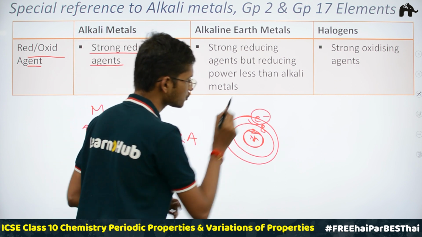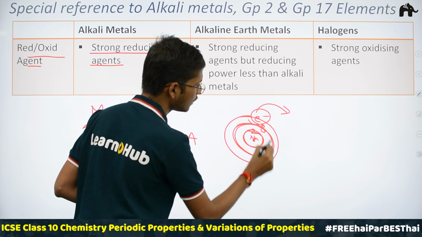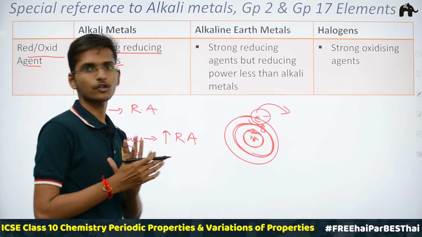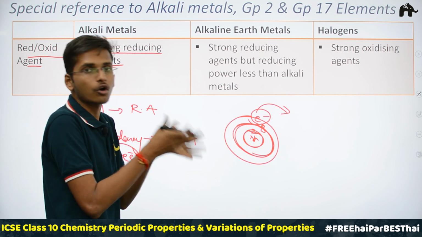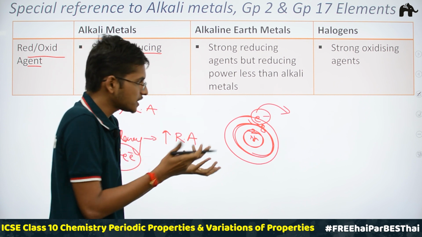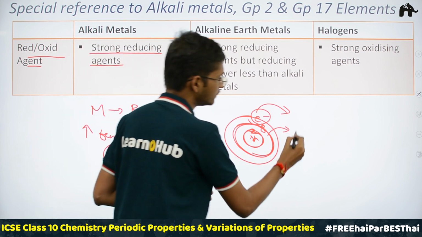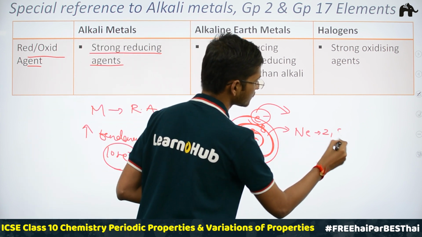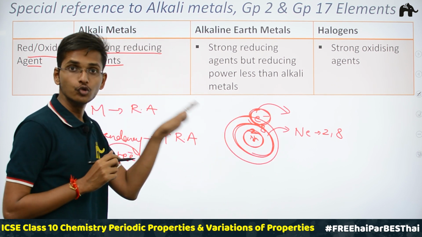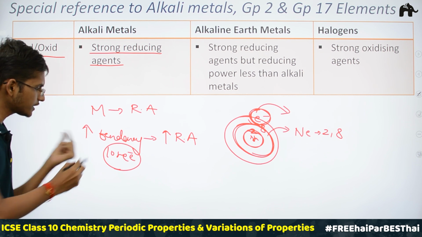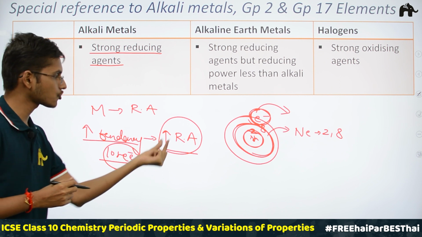Sodium has a strong tendency to lose this electron because after losing it, its outermost shell will have 8 electrons. This means its outermost shell has attained the octet, and it becomes stable. See, 2, 8, so it is attaining the configuration of neon, which also has configuration 2, 8. That's why it has a very strong tendency to lose this electron, and therefore alkali metals are strong reducing agents.